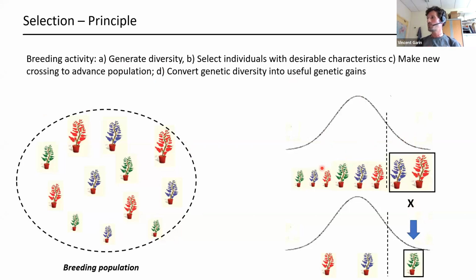From here, you can see that in the distribution, we select the best individuals and push them to the next generation, which means that we try to increase what we call the genetic gain of our population. We try to increase the genetic characteristics of our population.